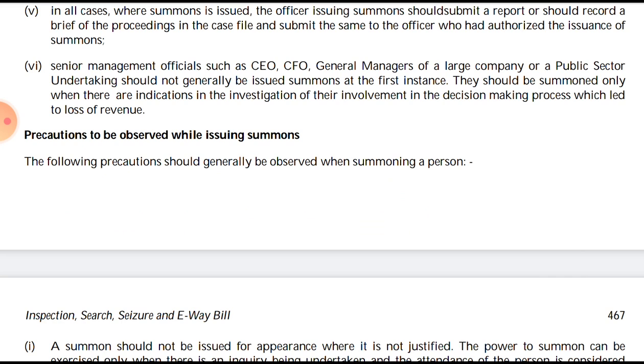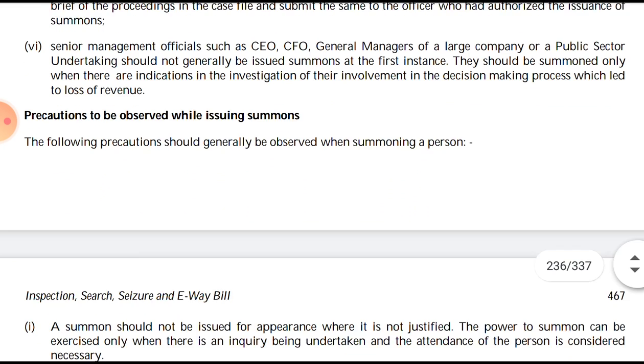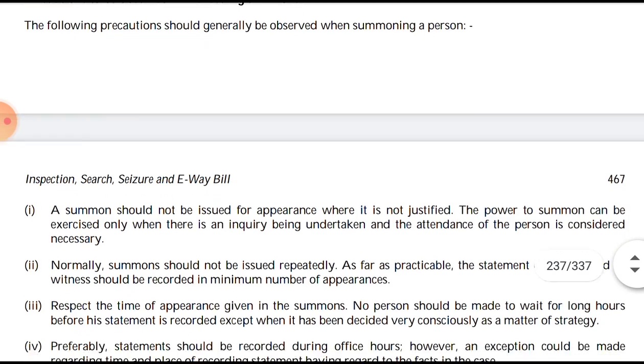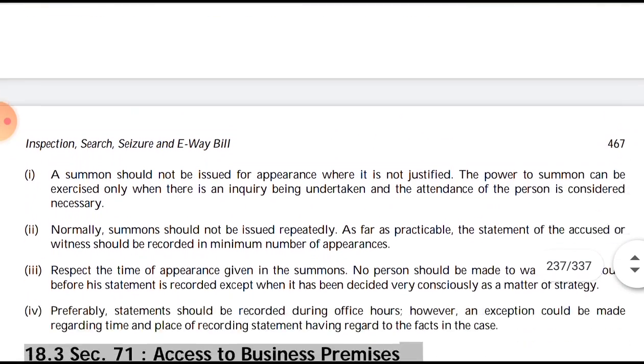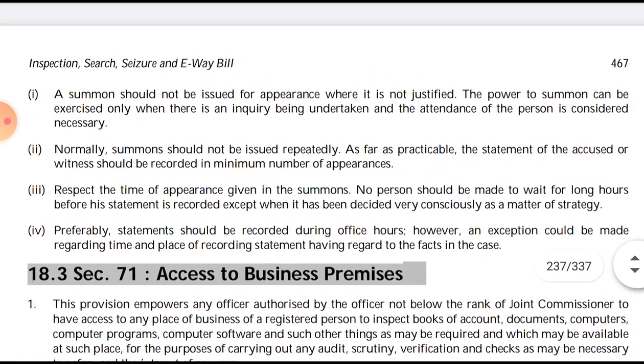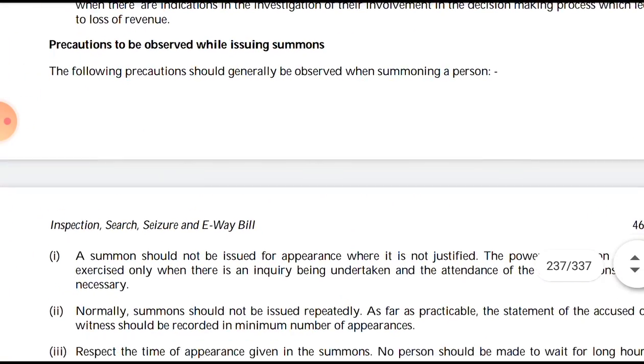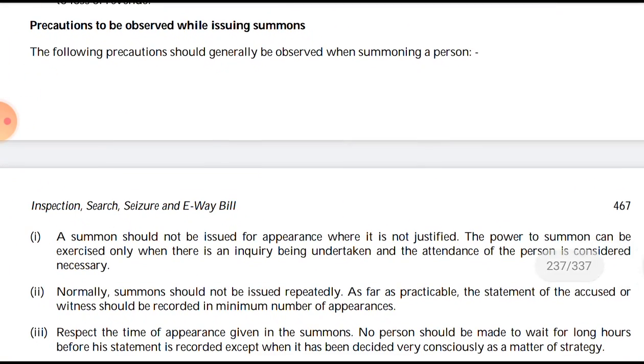Then the general guidelines: precautions to be observed while issuing the summons. What precautions should an officer take while issuing the summons? There are 4 points in this, and then the section is over. That is, the following precautions should generally be observed while summoning a person.